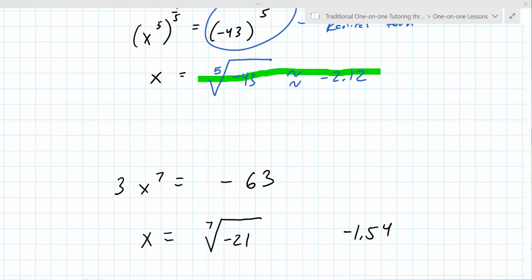Any questions on how to do that in the calculator, or is that totally clear? No, I think we're good on that one. Okay. Fantastic.